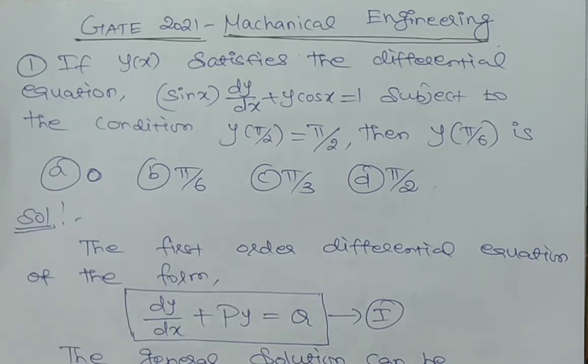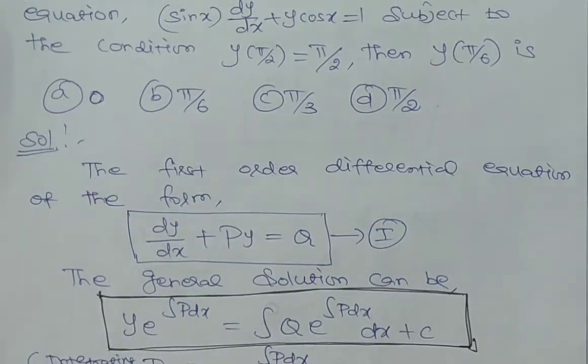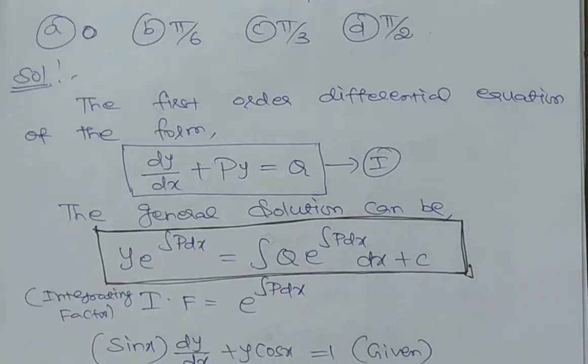So this is a first order differential equation. This can be written as dy by dx plus py equal to q. The general solution of this form 1 is y into e power integral p dx equal to integration of q into e power integral p dx into dx plus c. So the integrating factor is e power integral p dx.